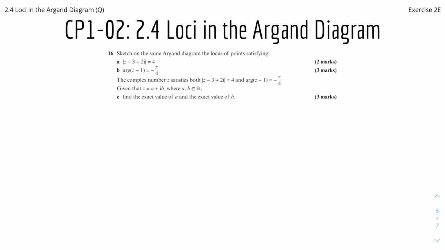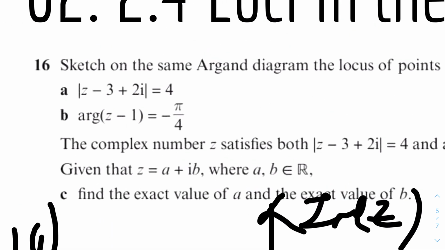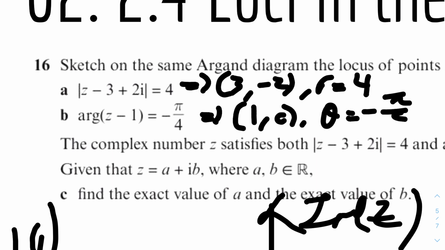And we have question 16. Sketch on the same Argand diagram the locus of points satisfying A and B, where they are both different, one's modulus and one's argument. So we can just plot it out and draw a big diagram right here. And this, the real and imaginary axis. So we know that this has center of 3 minus 2i with radius of 4, and this has center of 1, 0, and an angle of minus pi over 4, right?